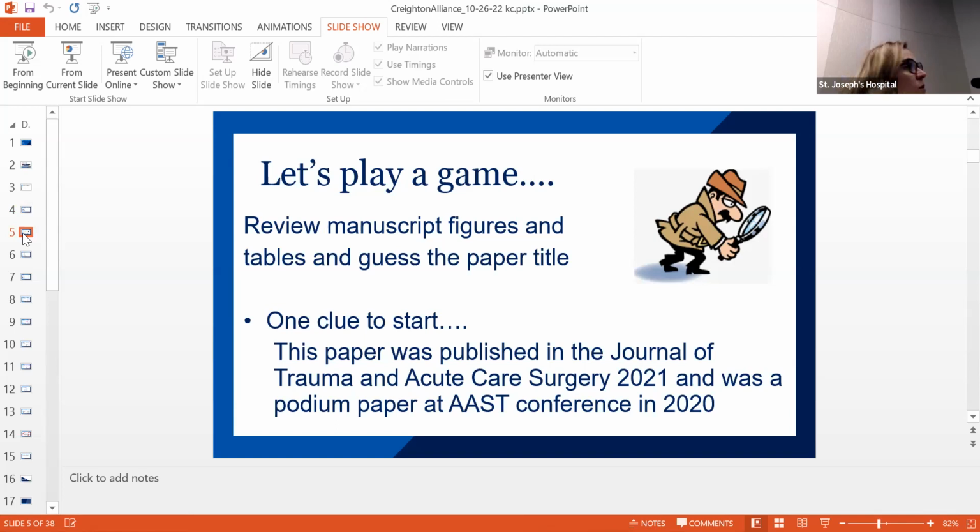So if you are able to go through the tables and the figures, you should have a really good idea of what the title of the paper is. And when you first look at a paper, one thing you're going to know is where it was published and the title. I'm not giving you the title because we're going to guess it, but we're going to see where it's published. The article we're going to talk about was published in the Journal of Trauma and Acute Care Surgery. So there's our first clue.